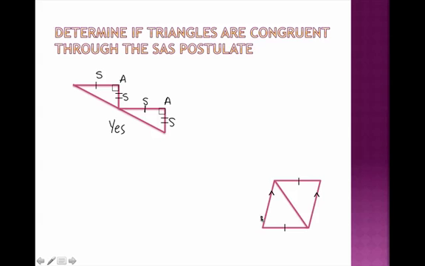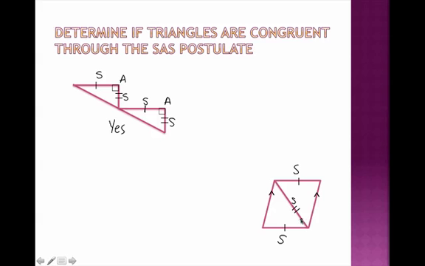Okay, let's move down to this example. Okay, the only thing that we've got right now are these two sides being congruent. So we know we have a side. We know this side is congruent to itself. So here's another side, and we'll mark that. Okay, so we've got parallel lines. So we've got an angle right here.